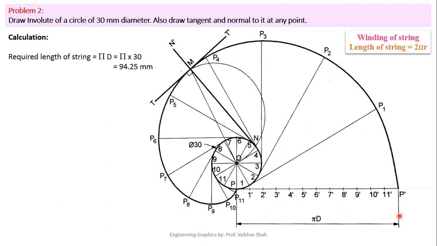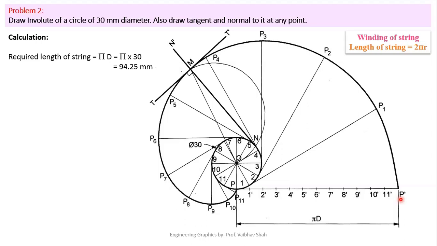So let us divide this straight line also into 12 number of equal parts. We'll always start from 0 because this is the initial point. 0, 1 dash, 2 dash, 3 dash, 4 dash, 5 dash, 6 dash, 7 dash, 8 dash, 9 dash, 10 dash, 11 dash, and P dash, or you can say 12 dash.